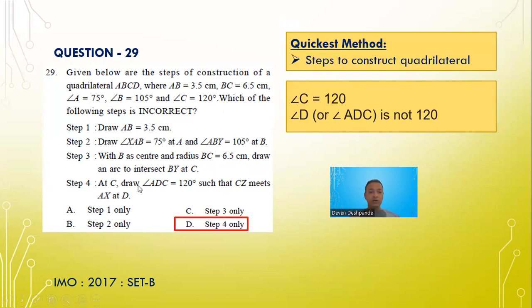At C, draw angle ADC as 120. So what that means is angle D is 120. No, angle D is not 120. Angle C is 120, isn't it? At C, it is angle C which is 120. It is not angle D which is 120. So step number 4 is incorrect. Step 4 is incorrect.